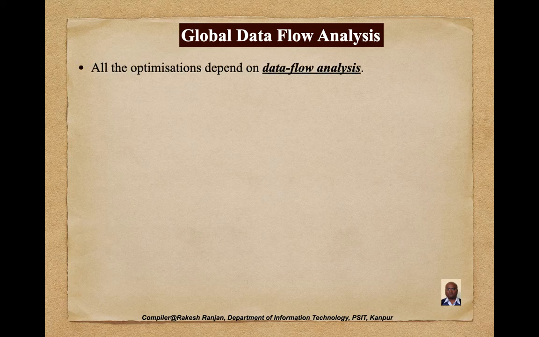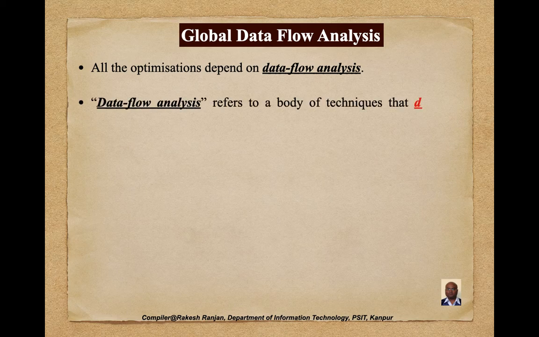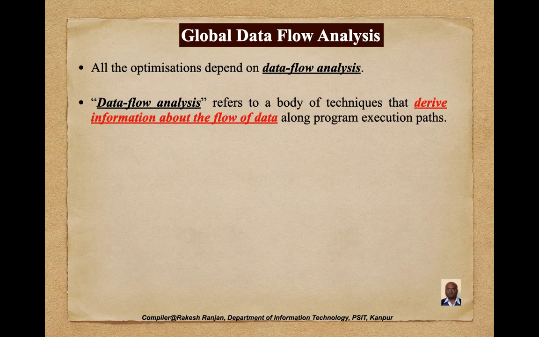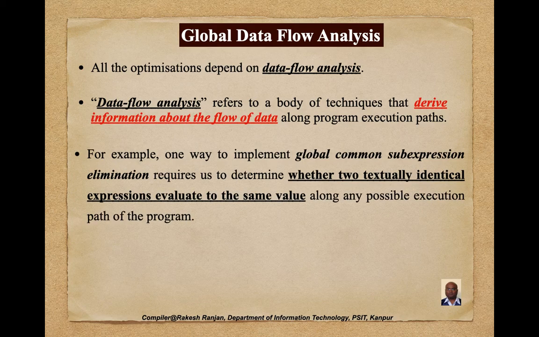Global data flow analysis. All optimizations depend on data flow analysis, and data flow analysis refers to the body of techniques that derive information about the flow of data along the program execution path. For example, one way to implement global common subexpression elimination requires us to determine whether two textually identical expressions evaluate to the same value along any possible execution path of the program.